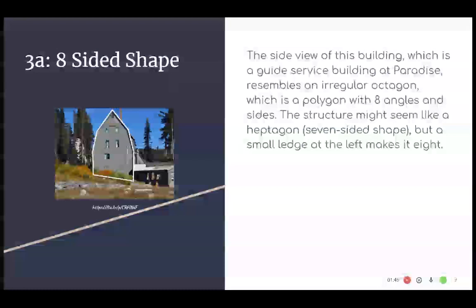The side view of this building, which is a guide service building at Paradise, resembles an irregular octagon, which is a polygon with 8 sides and angles. The structure might seem like a heptagon, but a small ledge at the left, which is right over here, makes it 8.